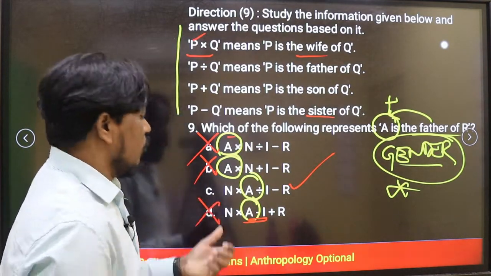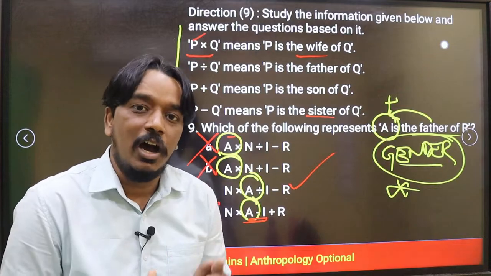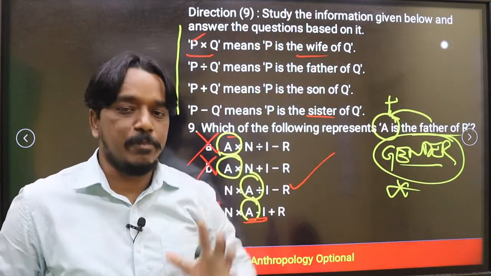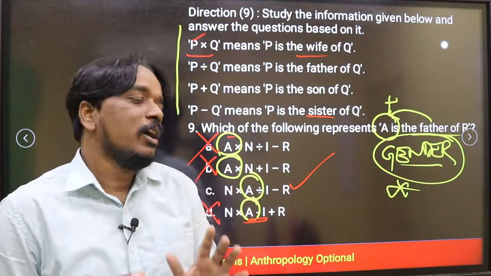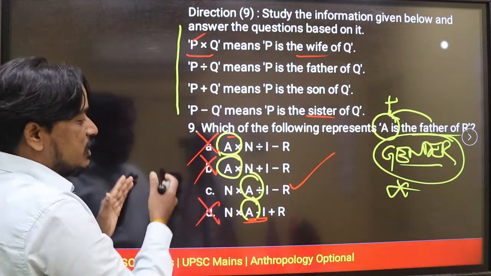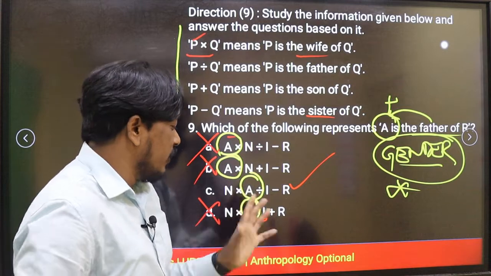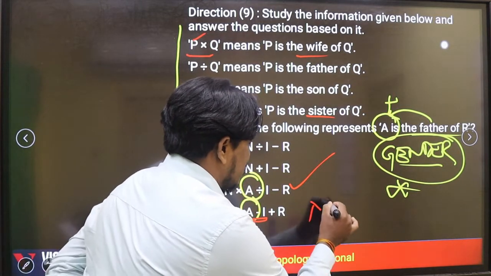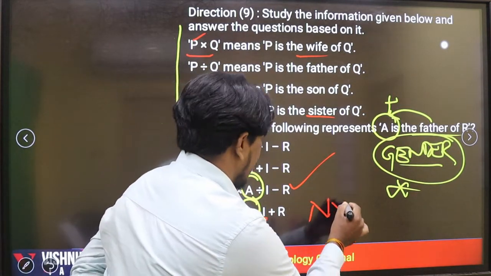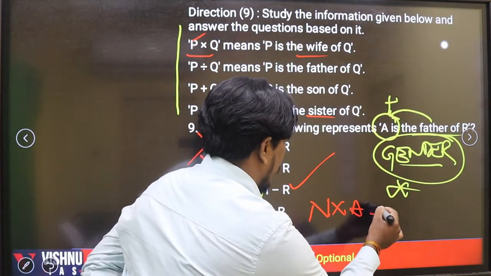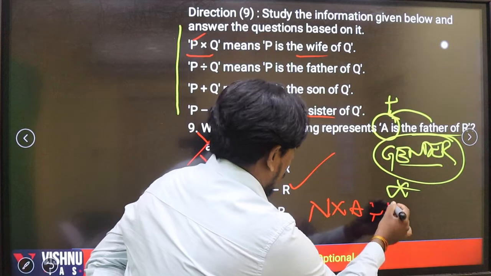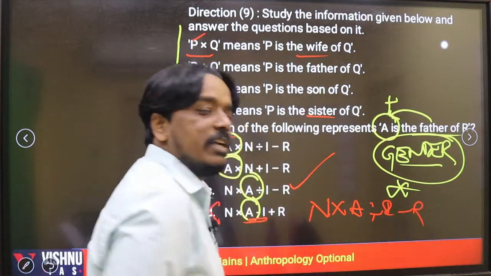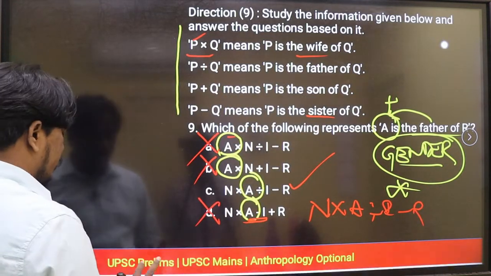But if you want to verify once again, we cannot draw a family tree like in basic type questions. Even if you want to follow the family tree method, there is no need to draw it generation-wise. Here is a simple way to draw the diagram. What data is there in option C, we'll see. N into A divided by I minus R. This is the data, but how to verify? No need to verify in the exam.